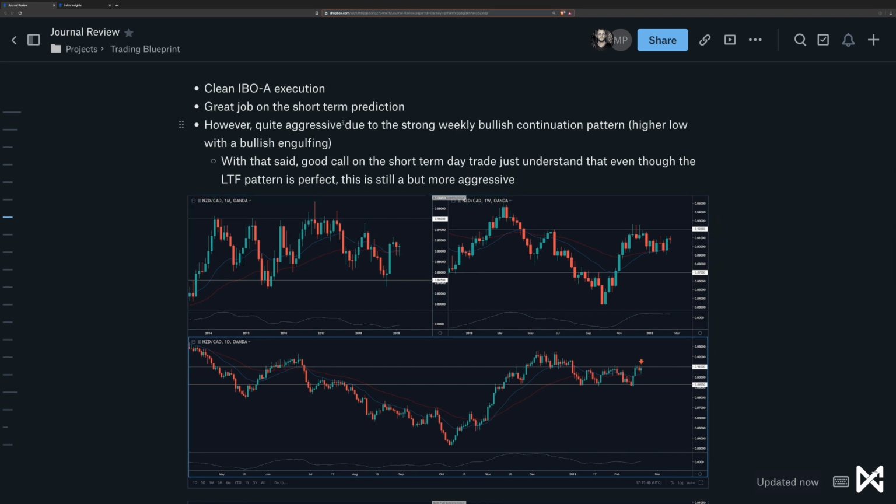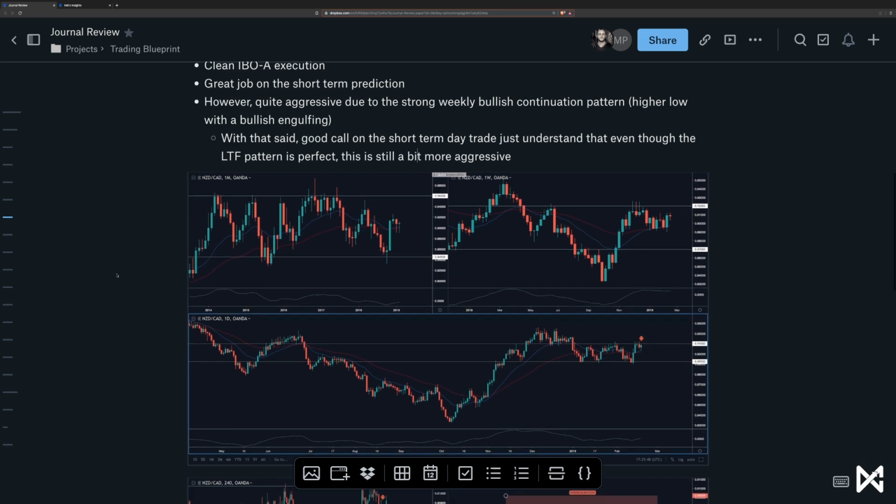However, quite aggressive due to the strong weekly bullish continuation pattern. Higher low for bullish engulfing. With that said, good call on the short-term day trade. Just understand that even though the lower time frame pattern is perfect, this is still a bit more aggressive.